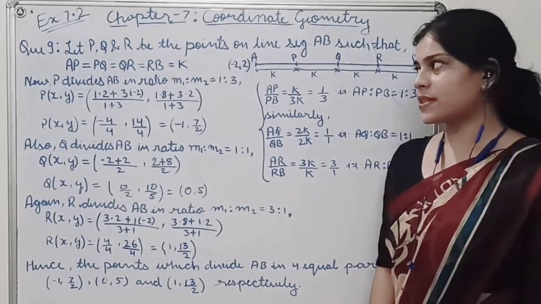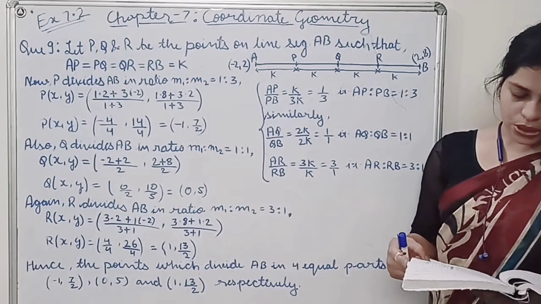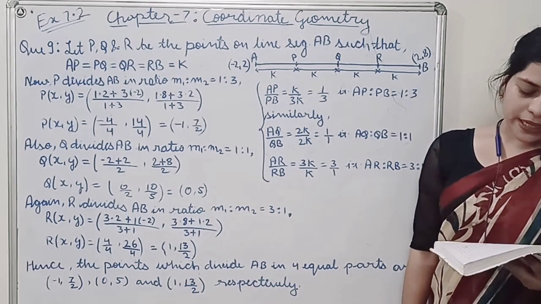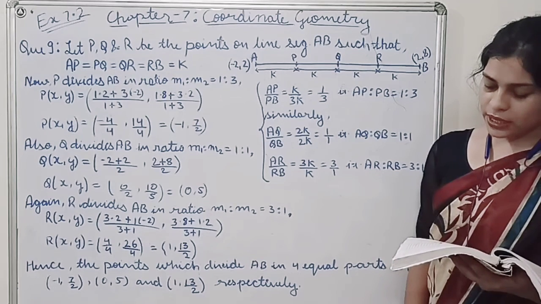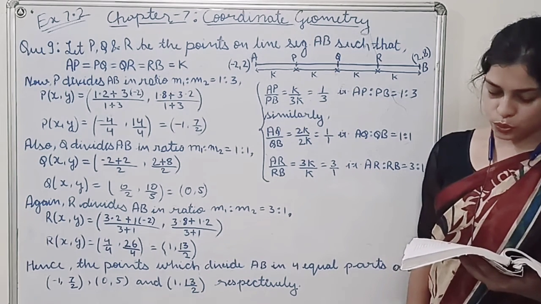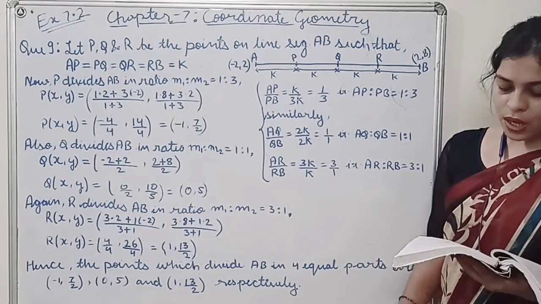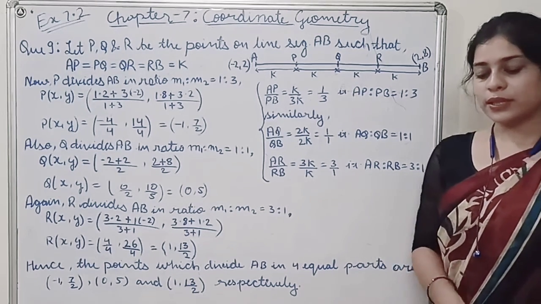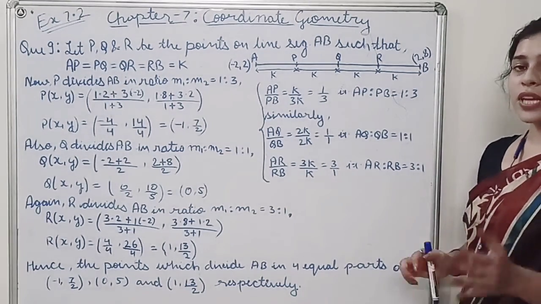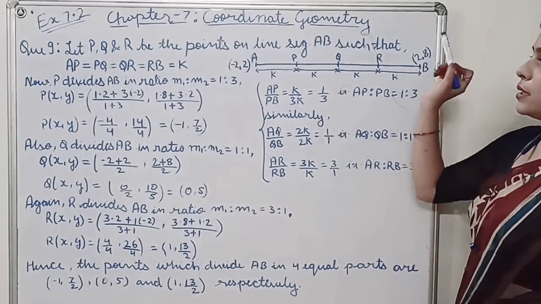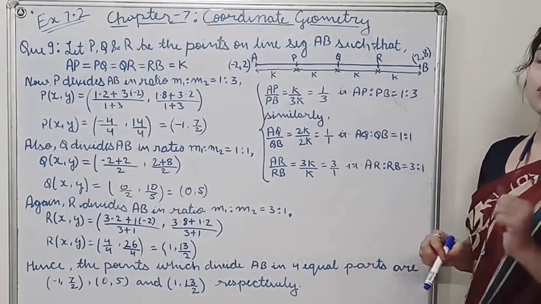Question number 9 of exercise 7.2. Okay, so listen to what the question is. The question is saying: find the coordinates of the points which divide the line segment joining A(-2, 2) and B(2, 8) in 4 equal parts. Okay, the question is asking us to find the coordinates of 3 points which will divide the line segment joining the 2 points A and B in 4 equal parts.